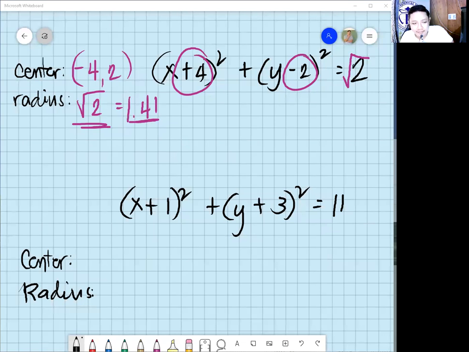Okay, let me see. Remember to change the sign. Don't forget to change the sign when you're finding the center. Okay, let me see.